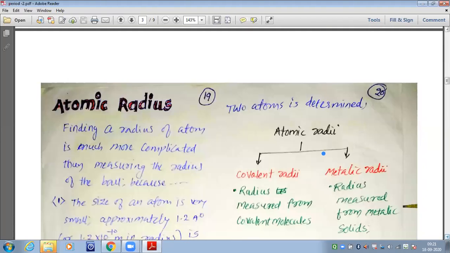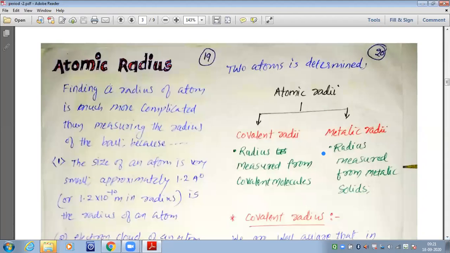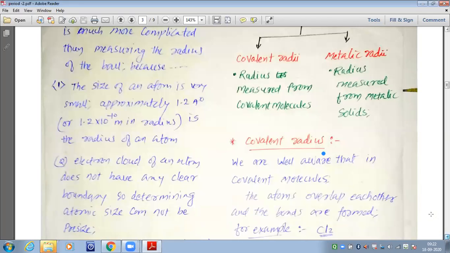So let us start our study with the atomic radius. Finding the radius of an atom is more complicated than measuring the radius of a ball. A ball is big, we can have a scale, we can measure it in a very simple manner, and this is how we can find out the radius. But finding the radius of an atom is really, really difficult. Now, why is it difficult? Let us try to understand.